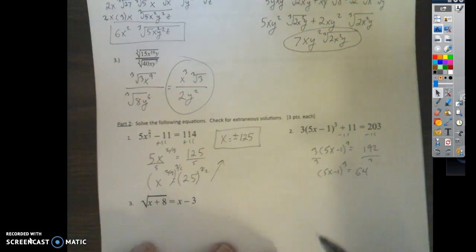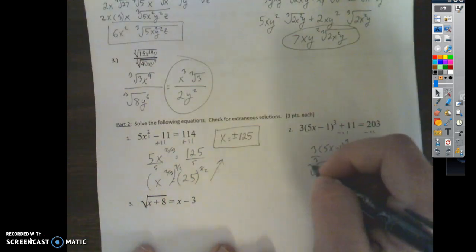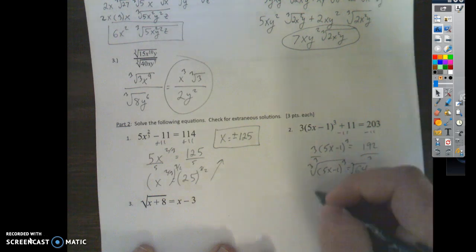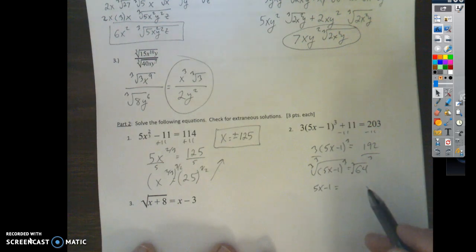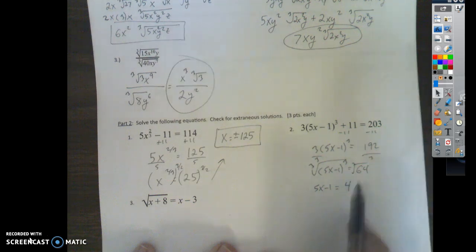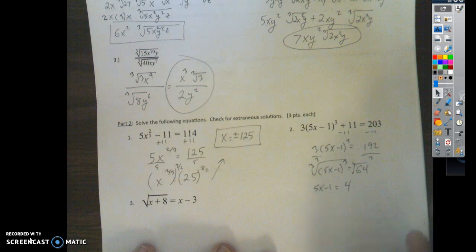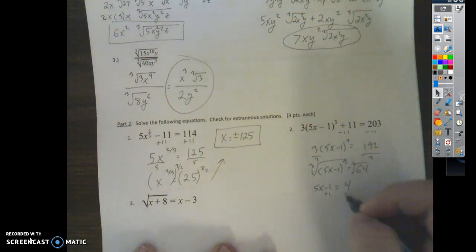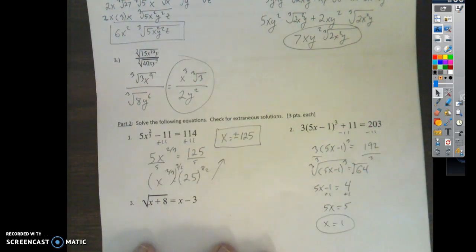How do I get rid of a cubed power? The opposite of cubing something is to cube root it. Okay. So that cancels this out, and I get just 5x minus 1 equals, what's the cube root of 64? What number times itself 3 times gives you 64? 4. Because this is an odd powered root, I don't need plus or minus. Okay. If I add 1 over, 5x equals 5, divide, x equals 1.